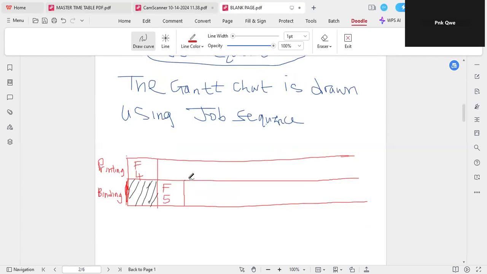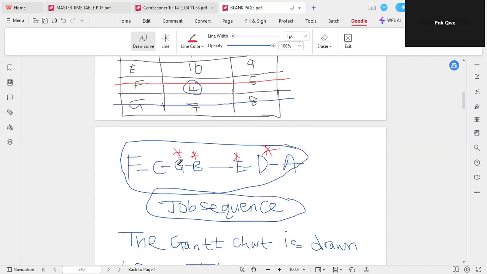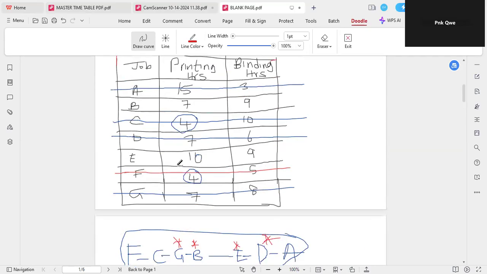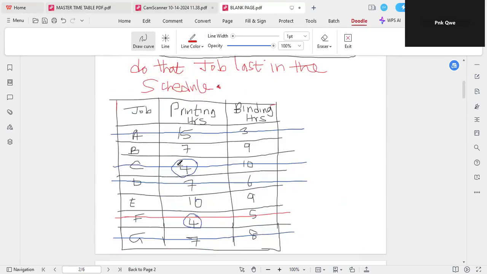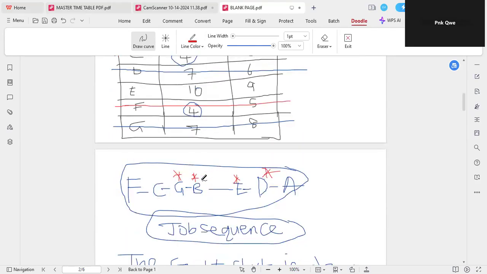By the time they're binding F, the guys in printing would have started printing job C. Job C is taking 4 hours.